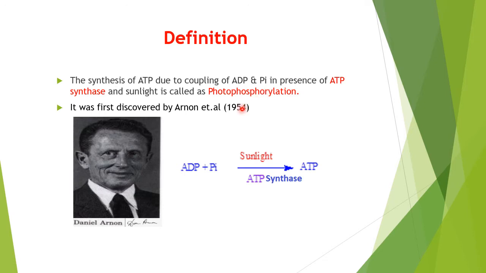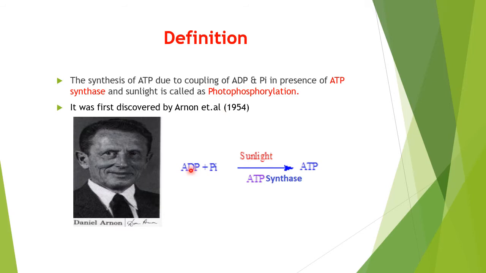It was first discovered by Daniel Arnon in 1954, and Daniel Arnon is an American plant physiologist whose research led to greater insights into the operation of photosynthesis. He discovered photosynthetic phosphorylation, which is a process by which chloroplasts use sunlight to generate ATP.